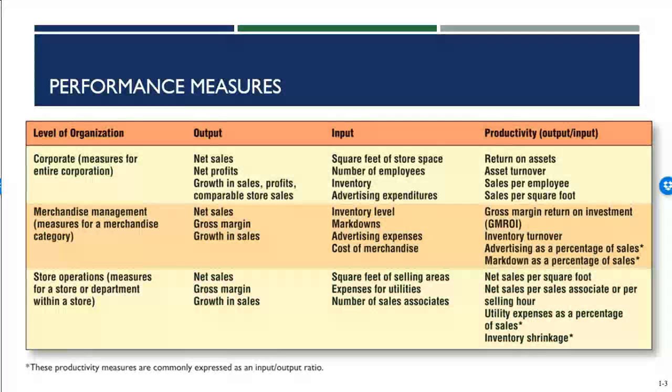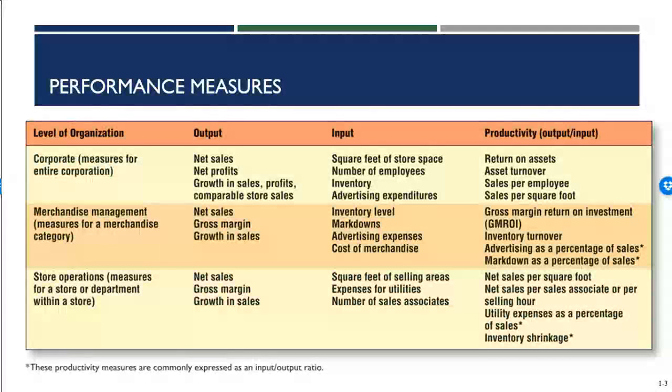And then the last is our productivity measure, which is a ratio of an output to an input. And that determines how effectively we're using our resources. So based on our output, are we using our inputs productively? That's what we're looking at.